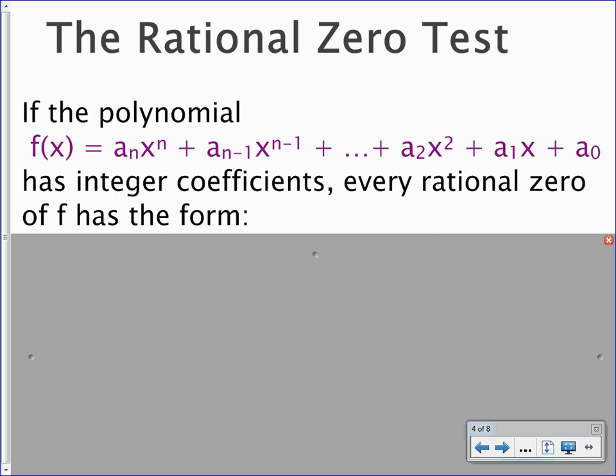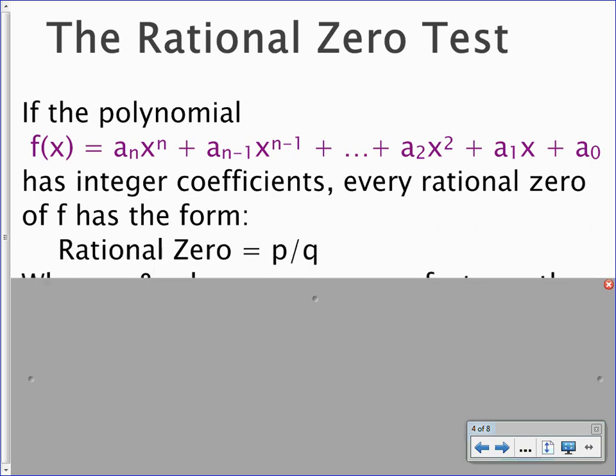Kind of on the right track. Rational numbers are any number that can be written as a fraction, okay? Irrational are those like square roots or anything with radicals, pi, okay? So if we have a rational zero, then it's in the form of a fraction. What are these p's and q's, okay?